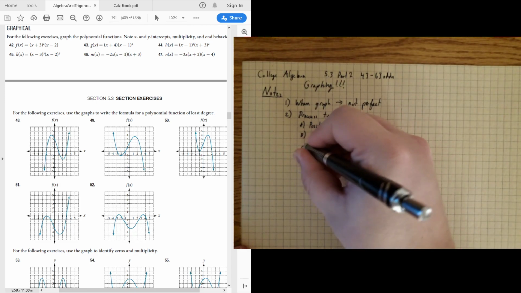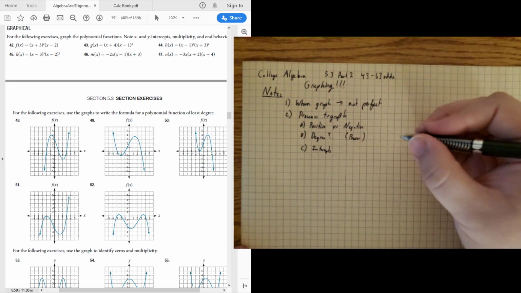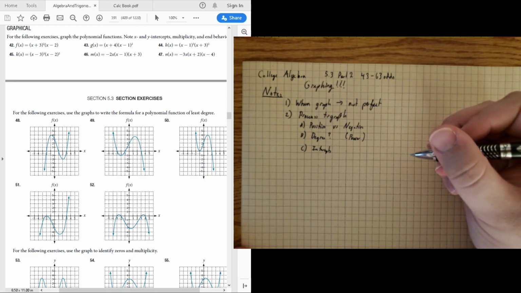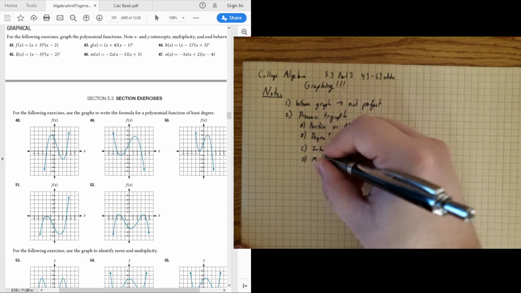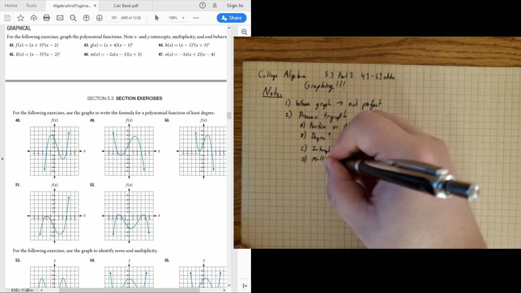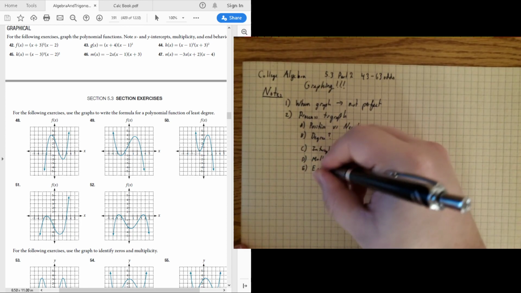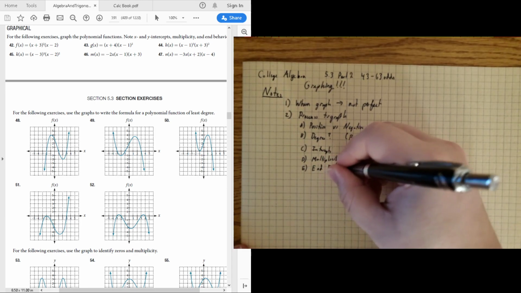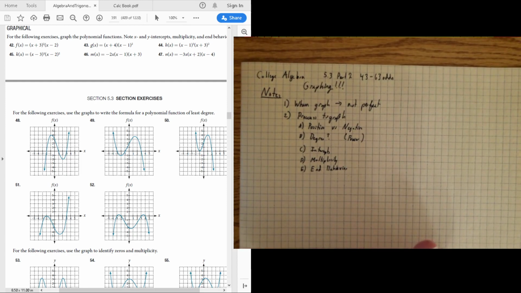Okay, third thing. I want to find intercepts. We talked about that last time about how to find intercepts. And then part D, I want to find multiplicity. And the last thing is end behavior. So with these few basic steps, I'm going to try to solve every single one of these problems and graph them. And if I don't need to graph them, I can always work backwards to figure out other pieces of information using these same basic things.